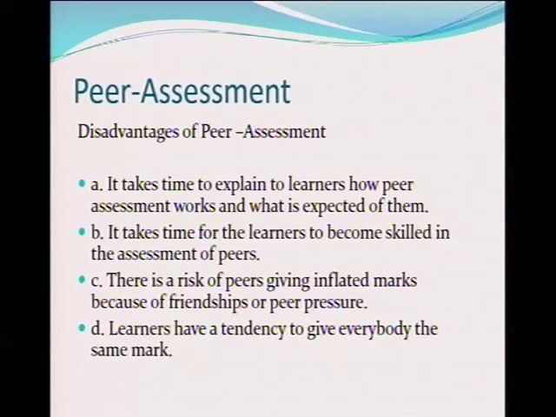So that process takes time to explain to the learners what actually is going on. It takes time for the learners to become skilled in the assessment of their peers. There is a risk of peers giving inflated marks because of friendships and peer pressure. Learners have a tendency to give everybody the same mark. Usually we call it monkey see, monkey do, because the neighbor has given 5, he will also just give 5.